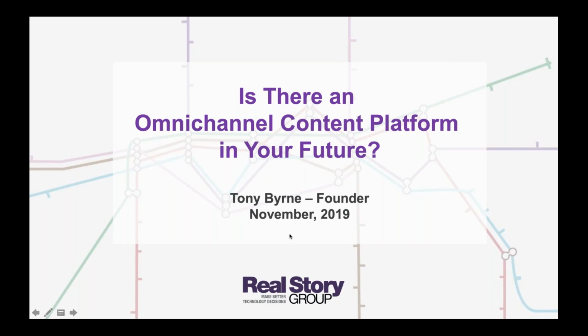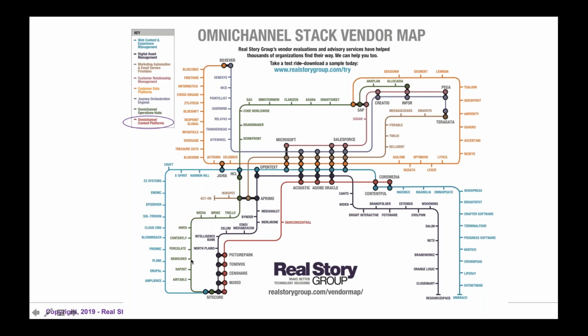As we get started, I just want to share a little bit more information about Real Story Group and the research we produce. You'll see here, this is our famous or perhaps infamous omnichannel stack vendor map, and we have this built so you can see exactly the areas we cover in the research and the vendors that are included within each of those different coverage areas. You'll notice that we take a look at several different areas when it comes to the omnichannel stack, and today we're going to look at the red line on this map, which is omnichannel content platforms. There is, of course, some overlap in the vendors and some of the different spaces we cover, and Tony will talk about that as part of today's presentation.